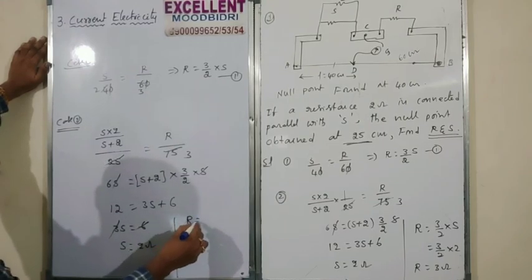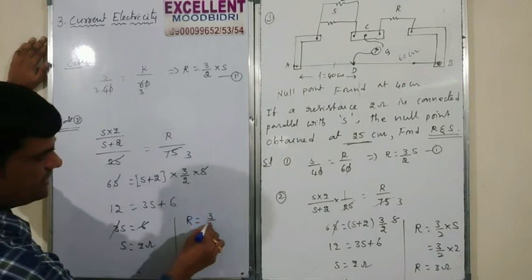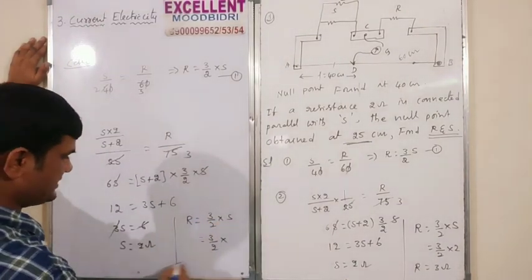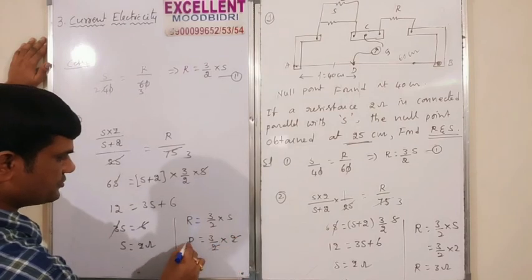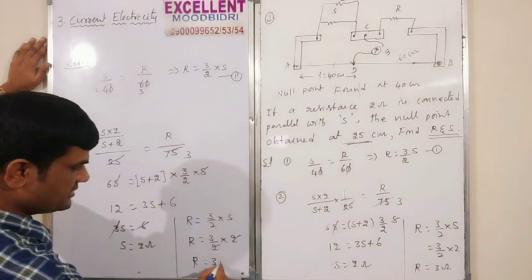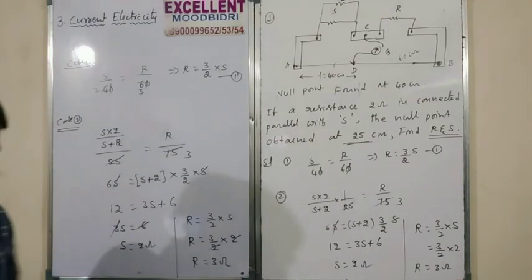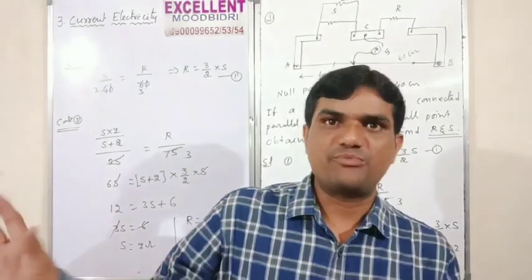Similarly, R is equal to 3 by 2 into S. The S value is 2, so R is equal to 3 ohms. Are you clear? So this is the concept of meter bridge, along with some problems I have given.